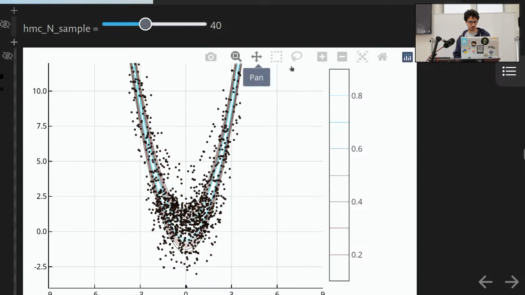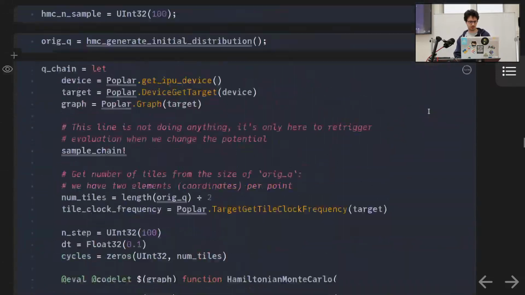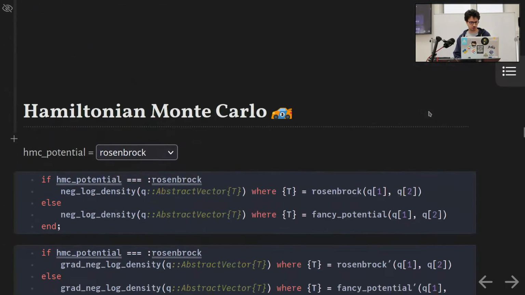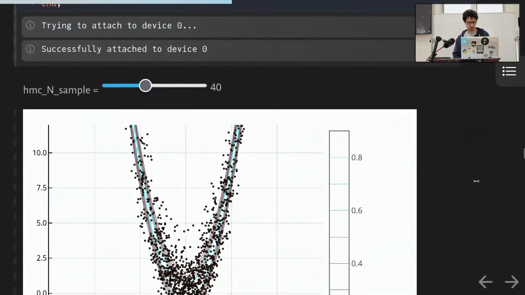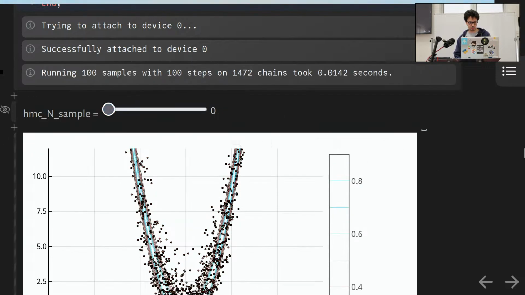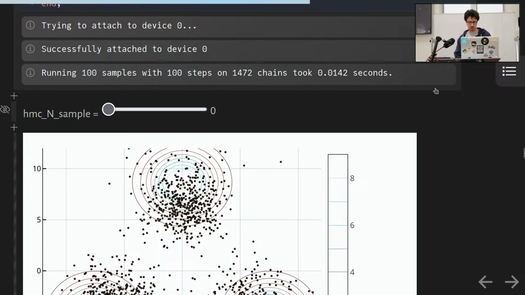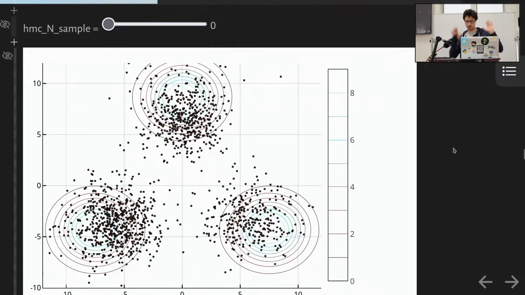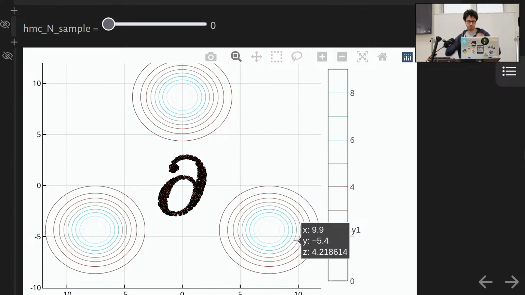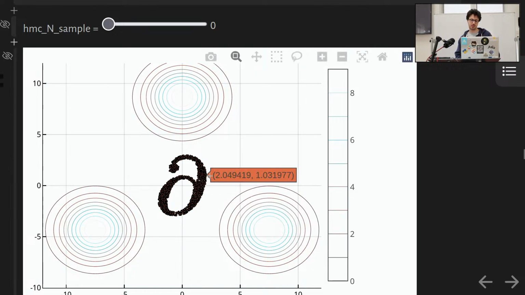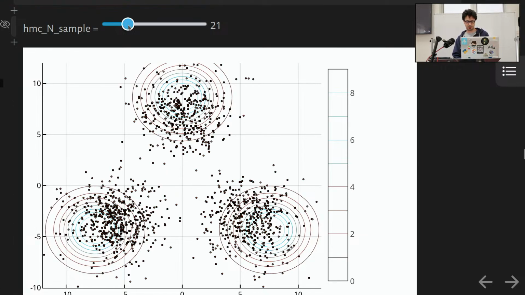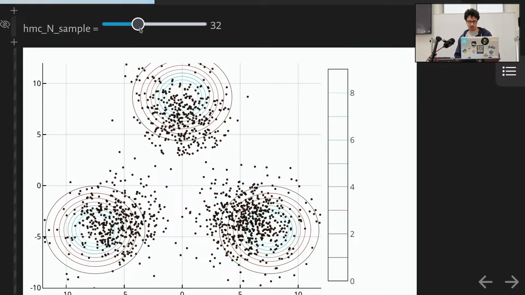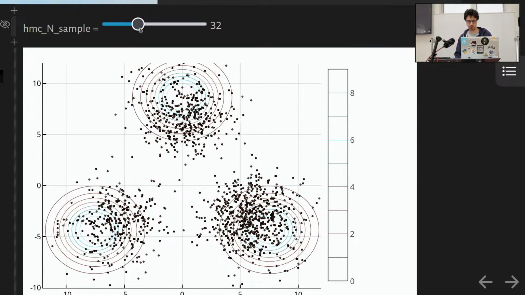Also, just for fun, I tried another potential. Instead of the Rosenbrock function, I tried another fancy potential, which has this shape that should appear in a few seconds. Yes, which may or may not have to do with the Julia logo, these three Gaussians. Again, we start from the initial distribution, which has this peculiar shape, and then we can go through the different samples of the Hamiltonian Monte Carlo and see that the particles have been pushed into these wells of potential that are basically a Gaussian shape.